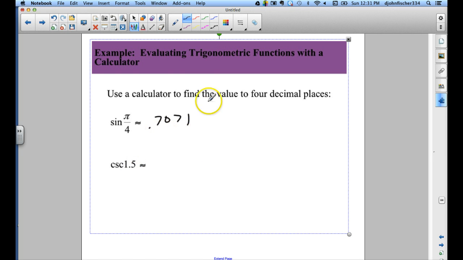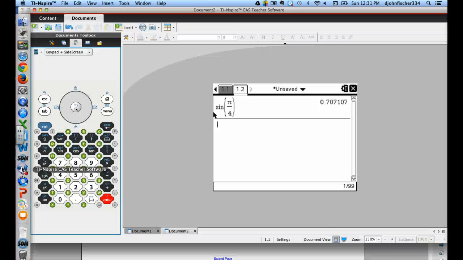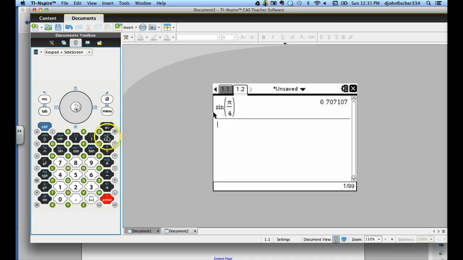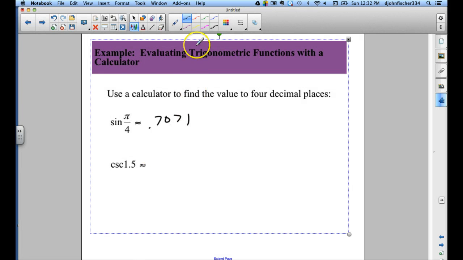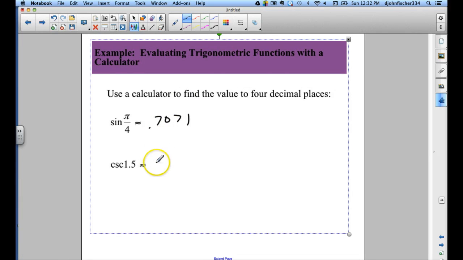Now cosecant's a little hard, and this is a nice thing about these calculators, that they do have the function. You don't see cosecant here, so what we can do is just type in CSC, parentheses, 1.5, control enter, and I get that value. It will be 1.00251, so 1.0025 to 4 decimal places.